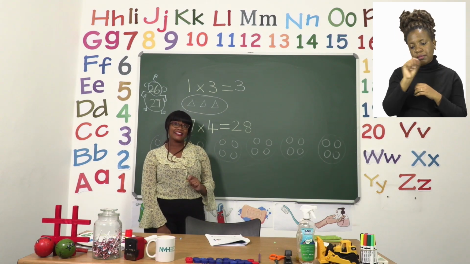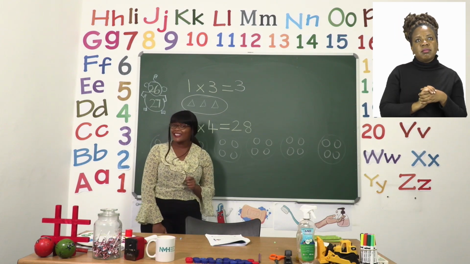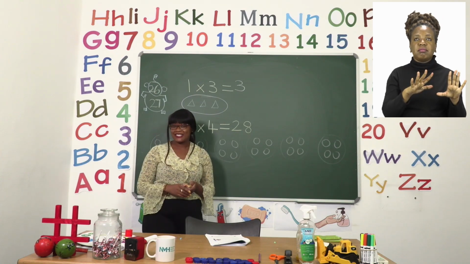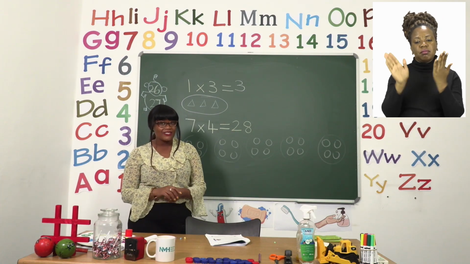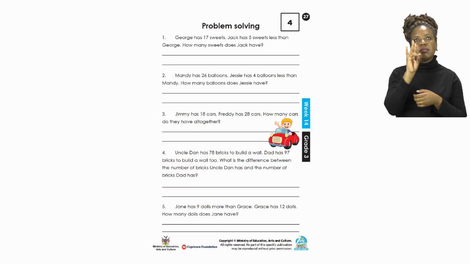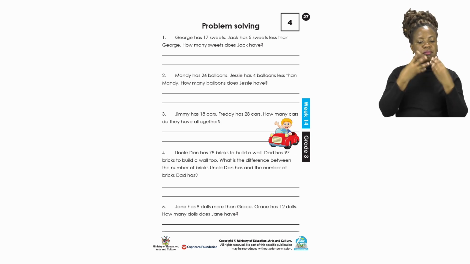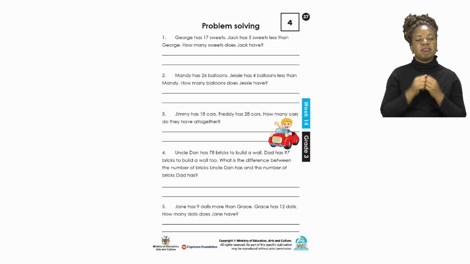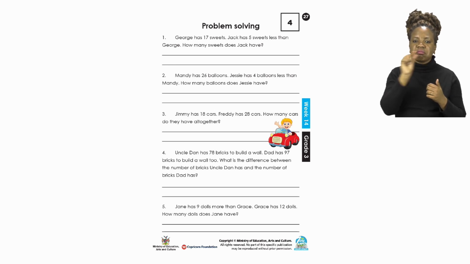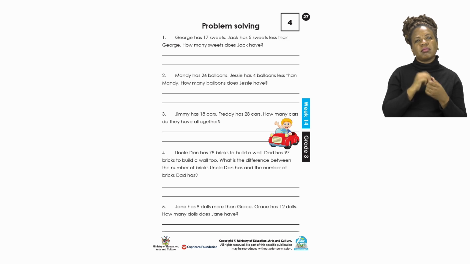Now that we're done with that, before you start this work, I'd like you to please come with me to page 27. On page 27, we are going to be doing problem-solving sums. Now, problem-solving sums are typically a sentence or something that has gone wrong, which we need to solve. We are going to be doing number 2 together.